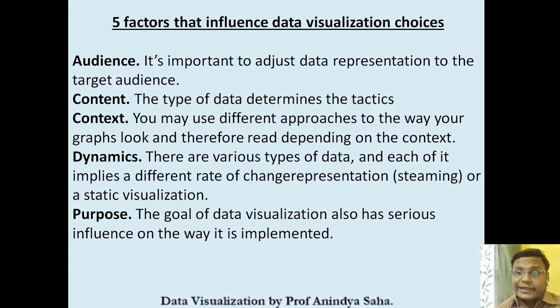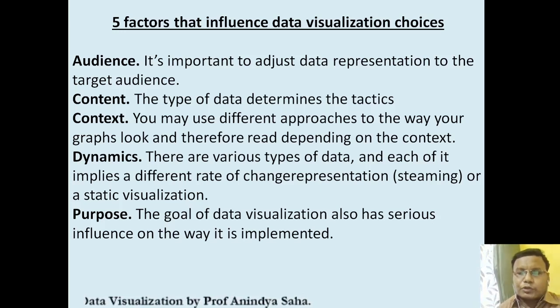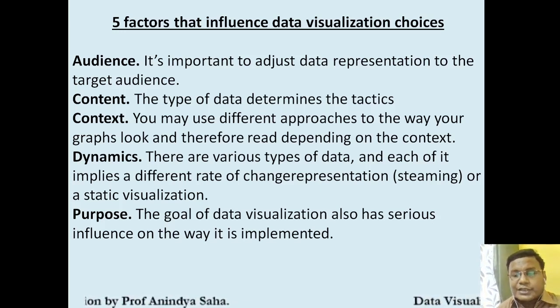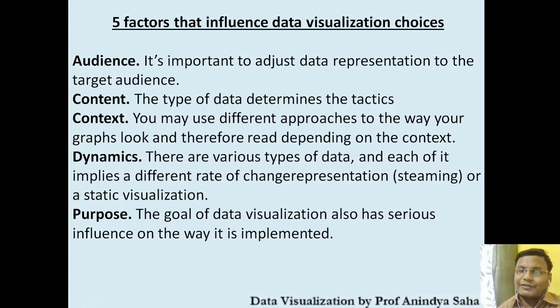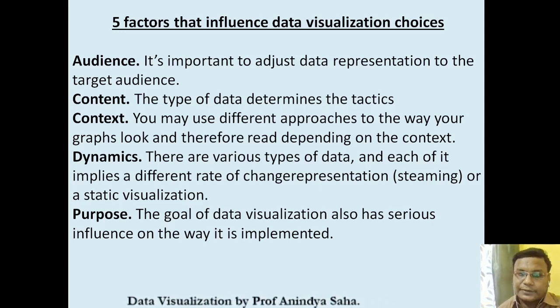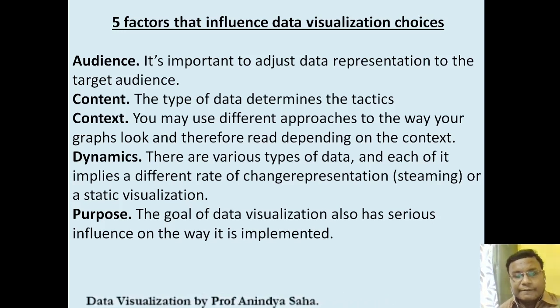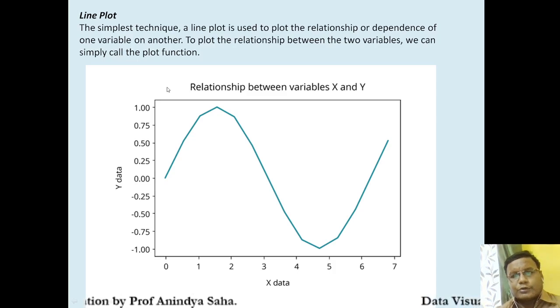Content, the type of data also determines the tactics. Context, you may use a different approach to the way your graph looks and is therefore read depending on the context. There are various types of data and each implies a different rate of change in the representation. So that is dynamics. And purpose, you have to understand the goal of the data visualization, what you want to find out. So these 5 factors, audience, content, context, dynamics, and purpose, are very important for the visualization choice. Now we are going to discuss them one by one.